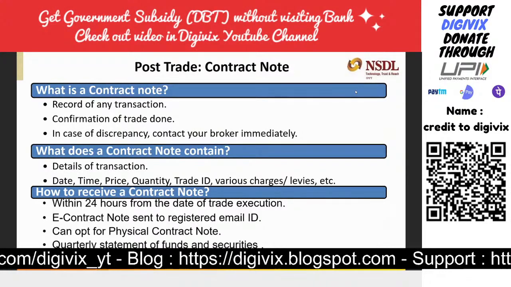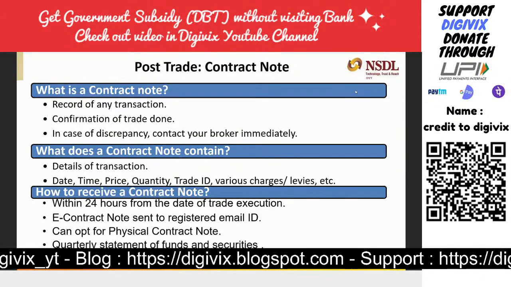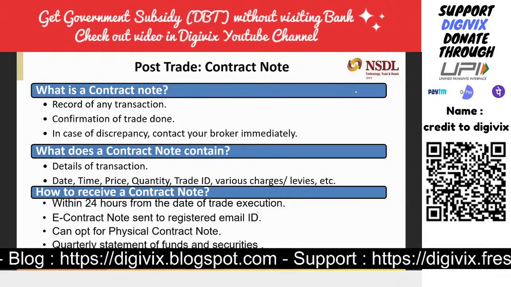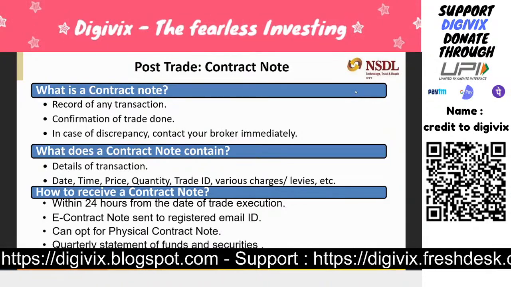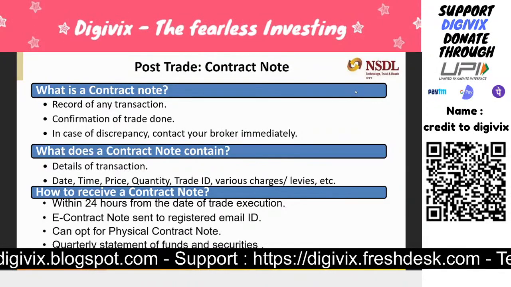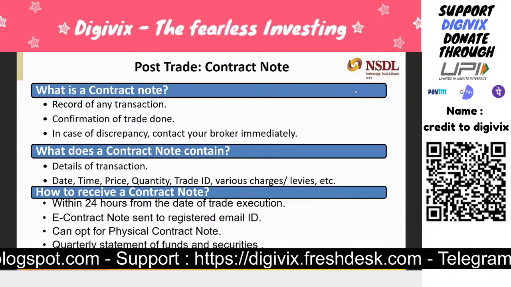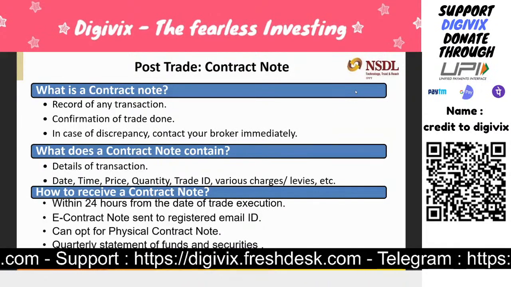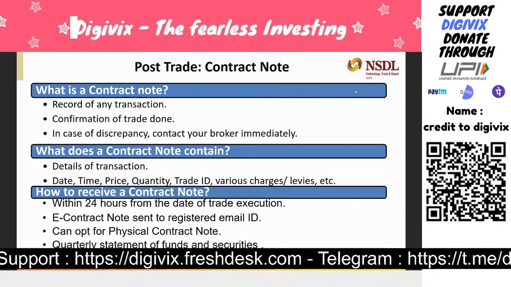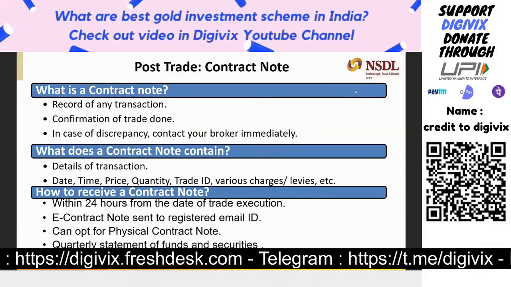So all the details like date, time, price, quantity, trade ID, various charges, brokerage, everything would be there in the contract note. You can very well opt for a physical contract note, but I'll suggest you not to opt for that physical mode, because we need to take care of our climate also.